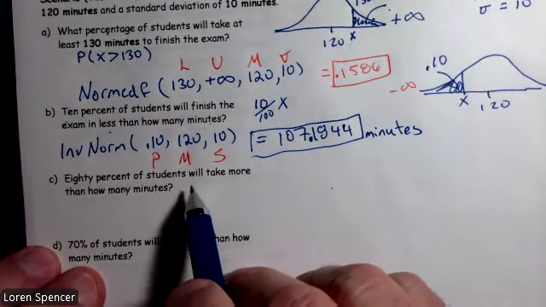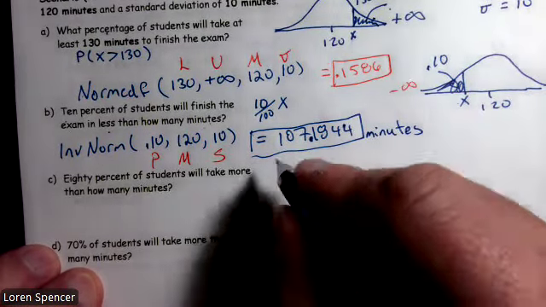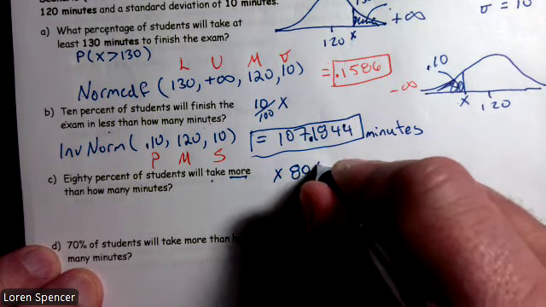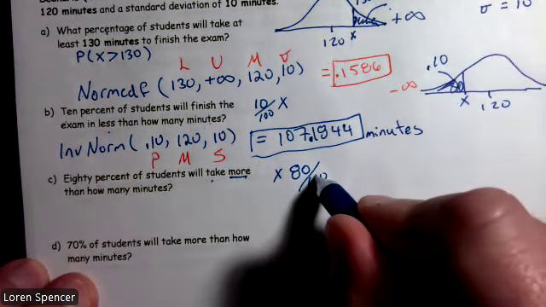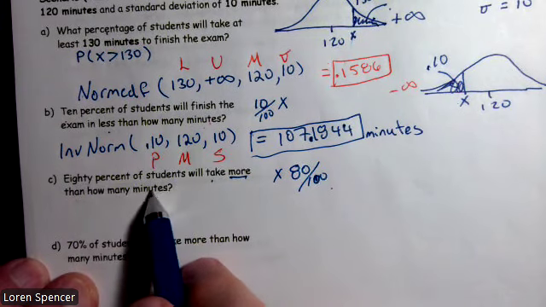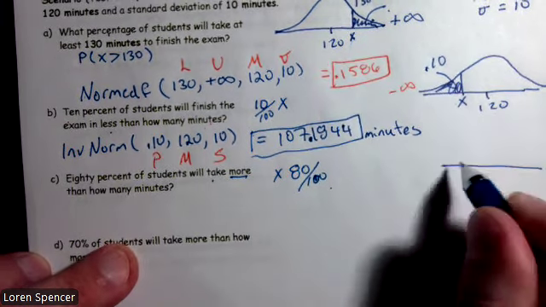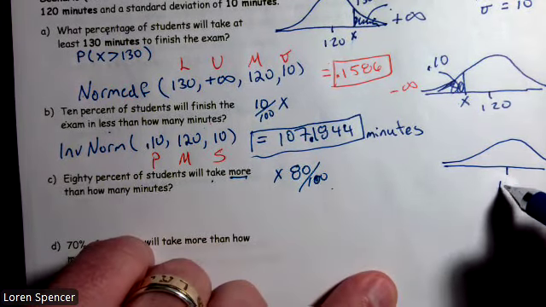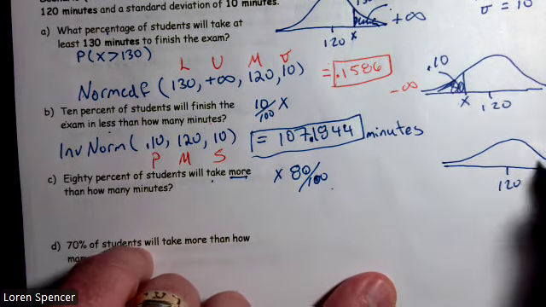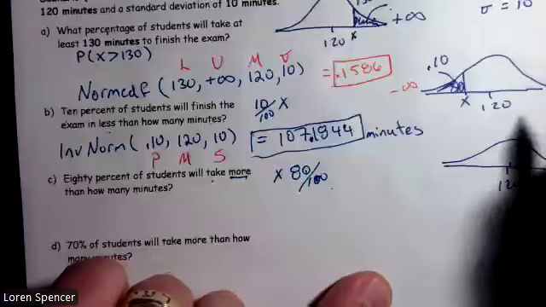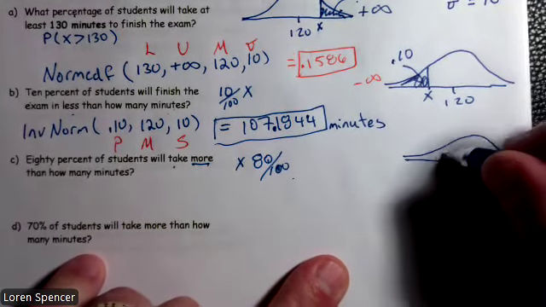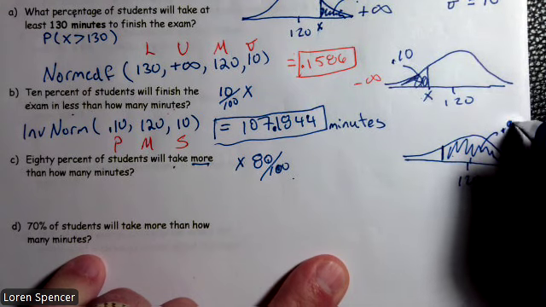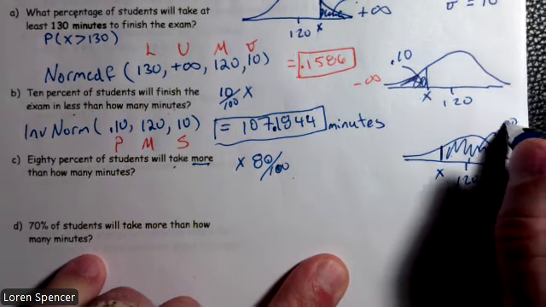All right. 80% of the students will take more than how many minutes? So we put our X and the 80. Oh, they say that's more. So that's above it. And remember, we're dividing by 100 because it's a percent. We know our mean is 120, but 80 is above it, which means I'm shading this way. Well, 50% is halfway. We want to go more than halfway. And this area right here is 0.80, and we're looking for this X value right here.